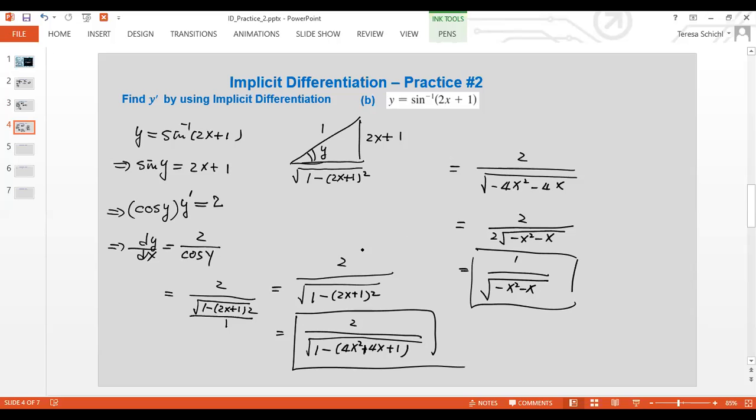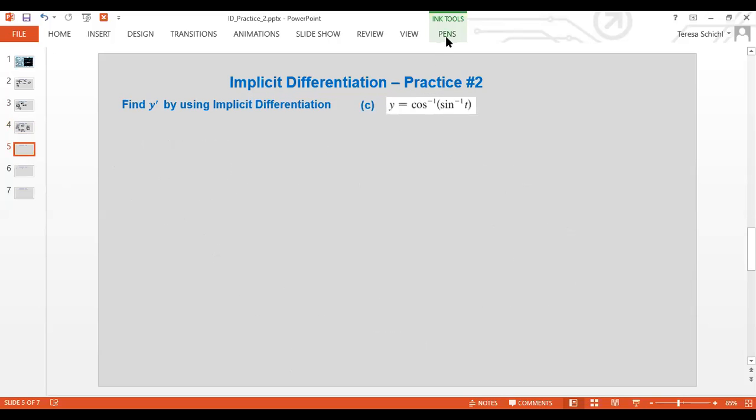All right. So like I said, if you use the implicit differentiation, it's very easy. You don't need to remember those fancy formulas. Okay, so now let's take a look at the third one here. This one is a little bit complicated. I have two functions here, right? So this is y equal to the arccosine of arcsine t here.